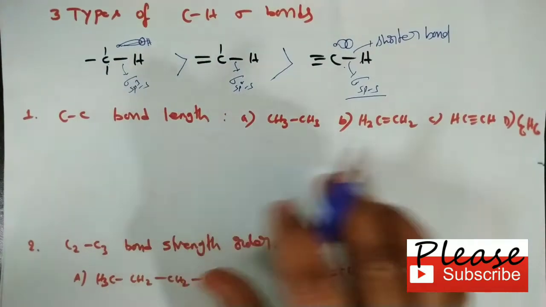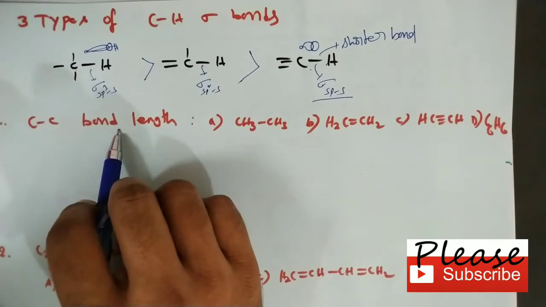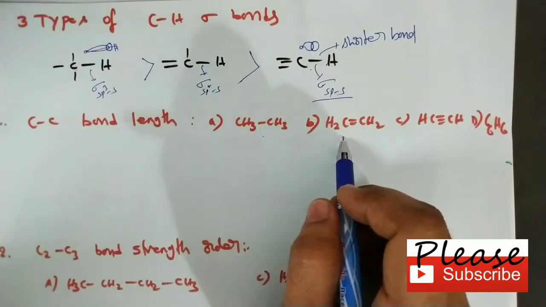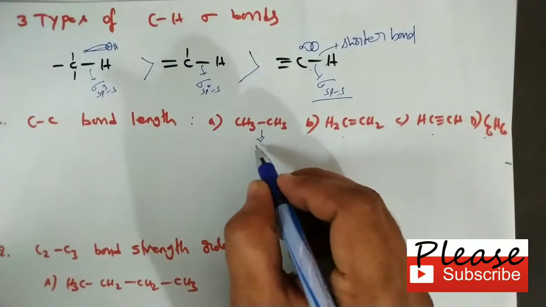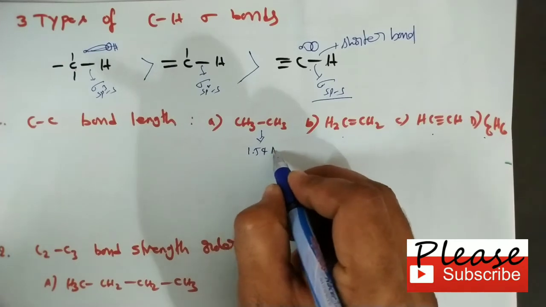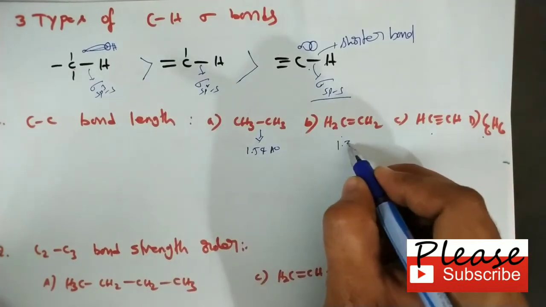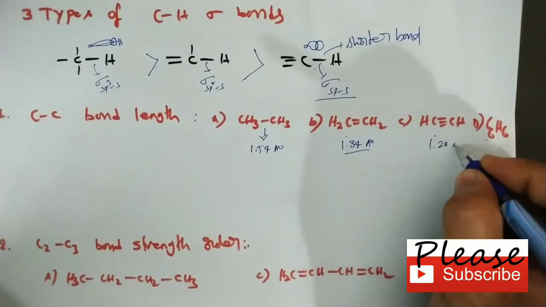Next, consider these four molecules. The carbon-carbon bond length we have to compare in ethane, ethene, ethyne and benzene. For a single bond, it has a high bond length, 1.54 angstroms. Double bond, 1.34 angstroms, you know this one. And here 1.20 angstroms.